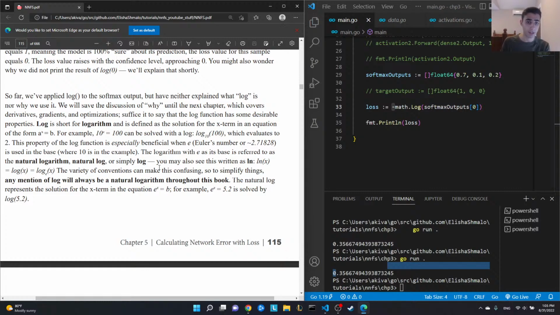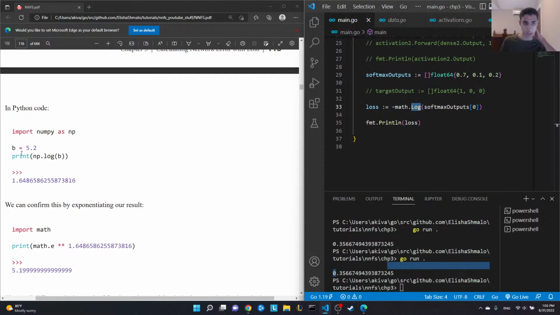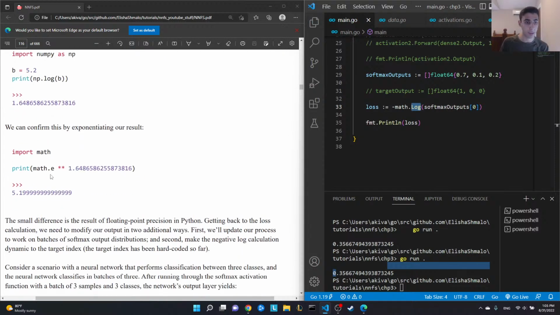The variety of conventions makes this confusing, so simplifying things, any mention of log will always be natural logarithm throughout this book. When we type in log here, we mean log base e. The natural log represents the solution for the x term in the equation e to the x equals b. For example, e to the x equals 5.2 is solved by log of 5.2. And he demonstrates that over here. And you can see that by raising it back, e to this number equals 5.2.